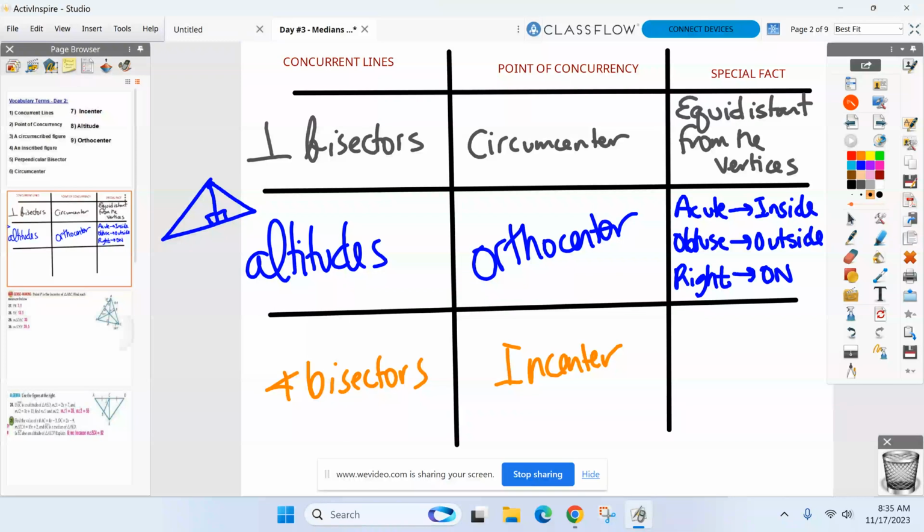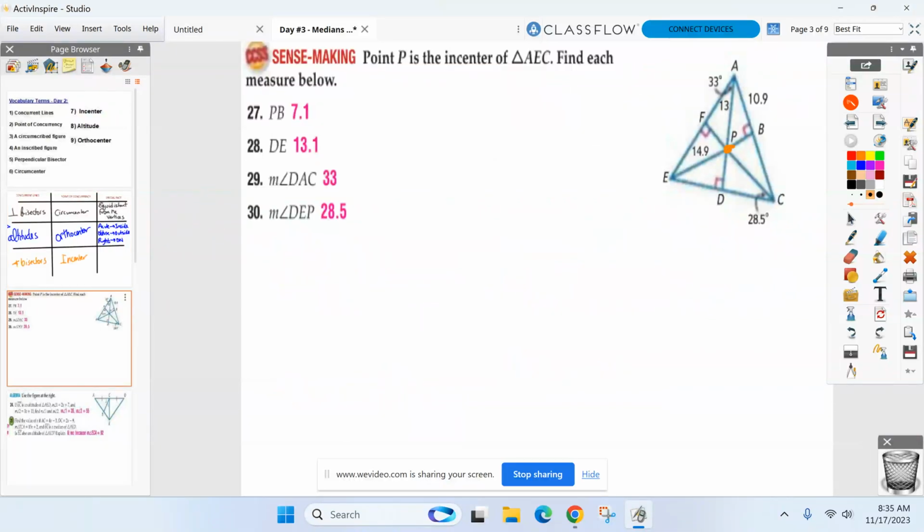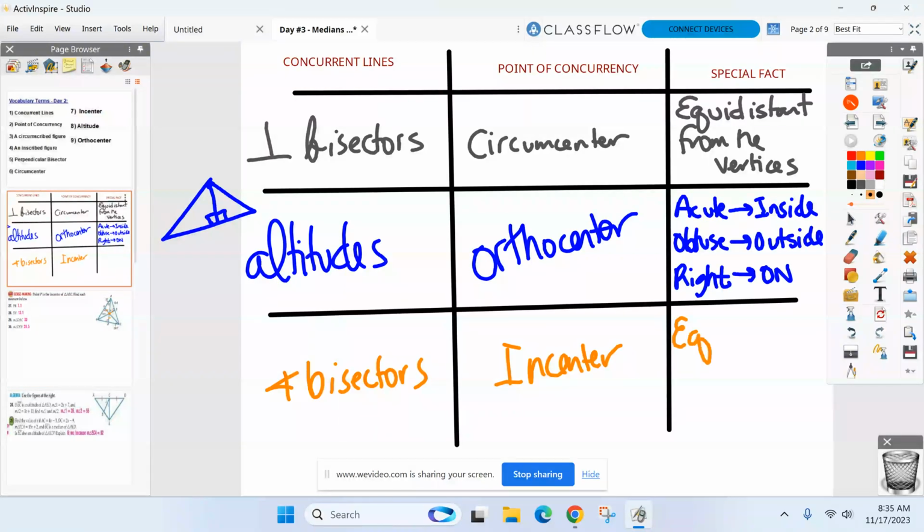But yesterday on homework, we had point P was the incenter. So we knew something about PD, PB, and PF. Why? That's the fact I'm trying to draw out of you. Why were these congruent? Because of the theorem I'm looking for right now, that the incenter is equidistant from the what? The sides. There it is.